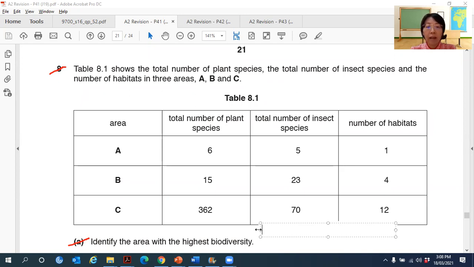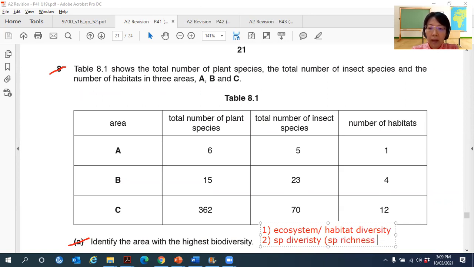There are 3 levels of looking at biodiversity. First one is ecosystem or habitat diversity. And the second one is the species diversity. And species diversity is a composition of both species richness and species evenness.